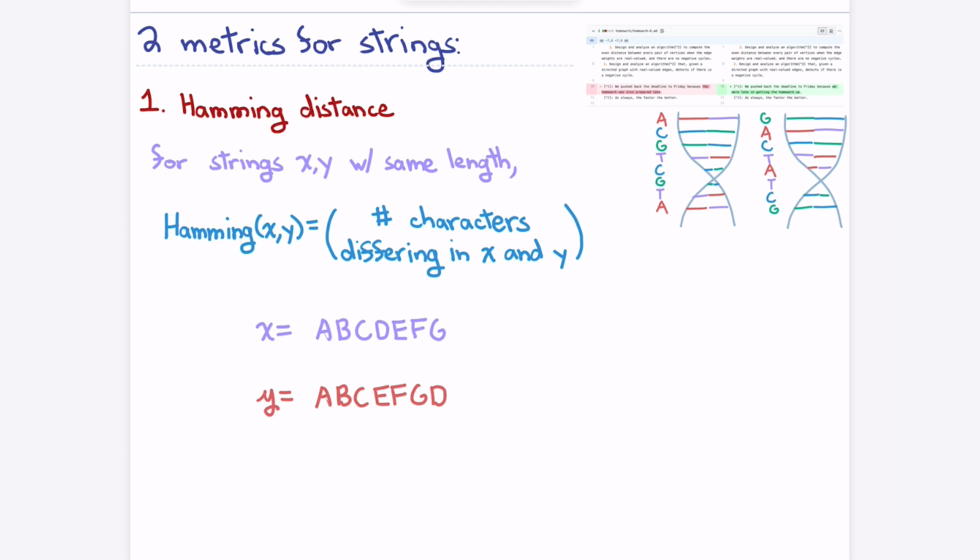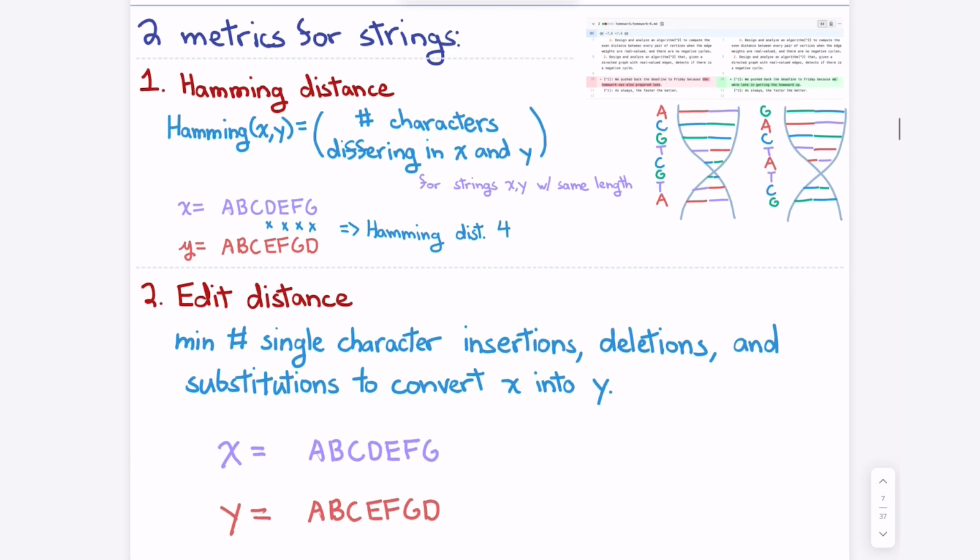Just to make sure we're on the same page, what would be the Hamming distance between these two strings? 4. I'm guessing you came up with the same one. Those last four characters are all different, and that gets you this Hamming distance of 4. This is really common in information science.